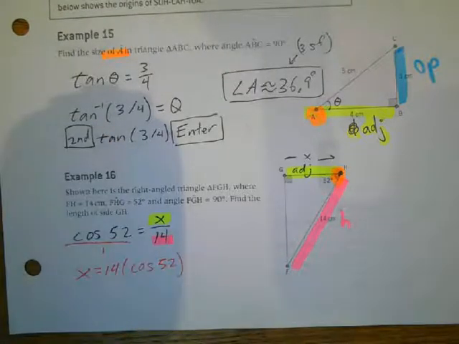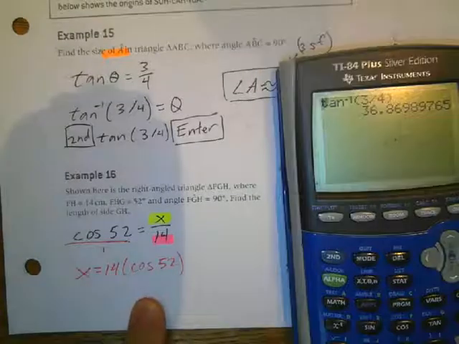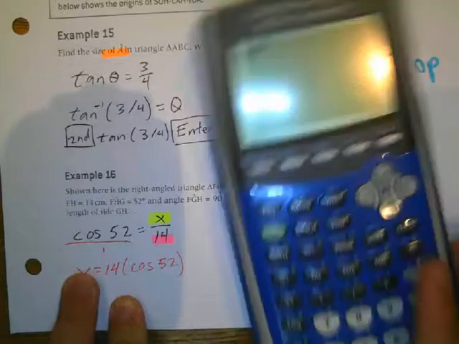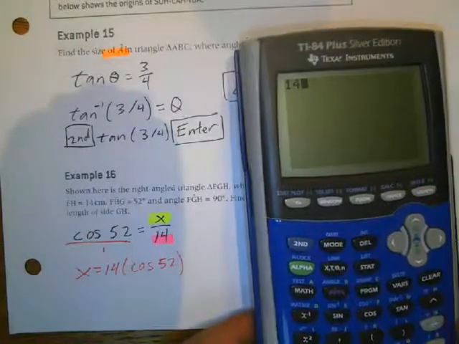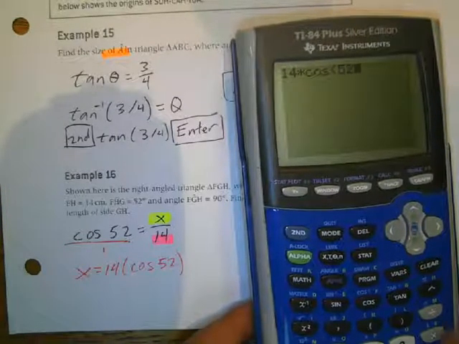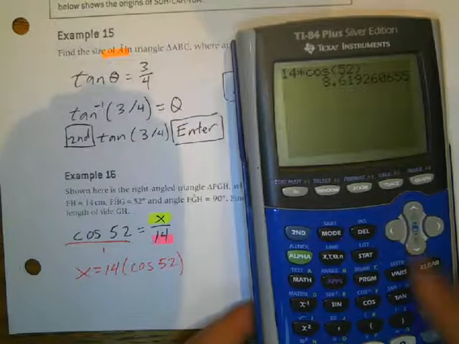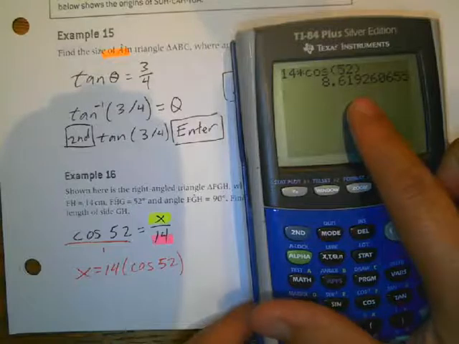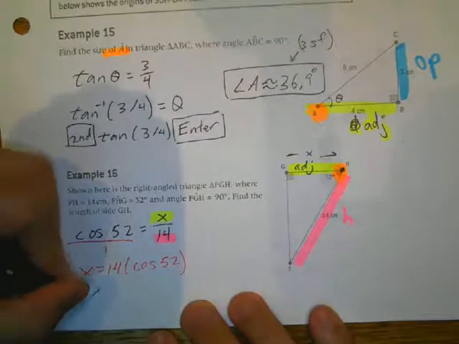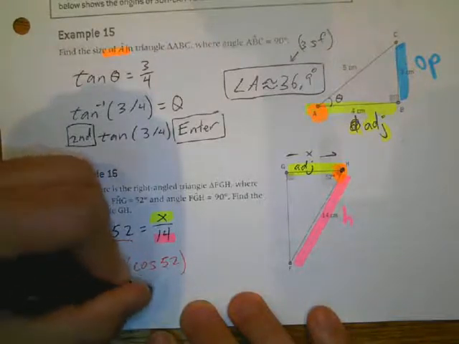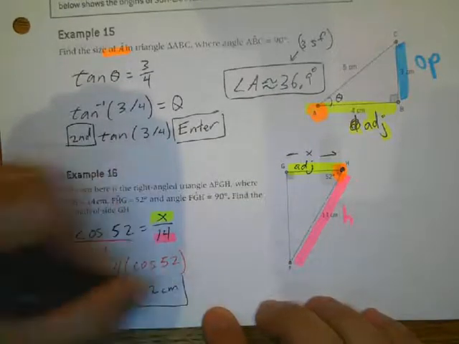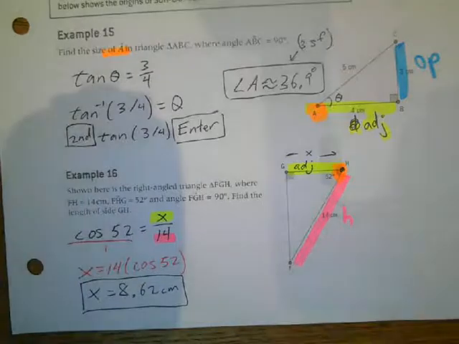Okay, so let's type this into the calculator. 14 times cosine 52. Enter. And then I get 8.6, we'll round that to 8.62. And what are the units? Centimeters. Okay. All right, next question.